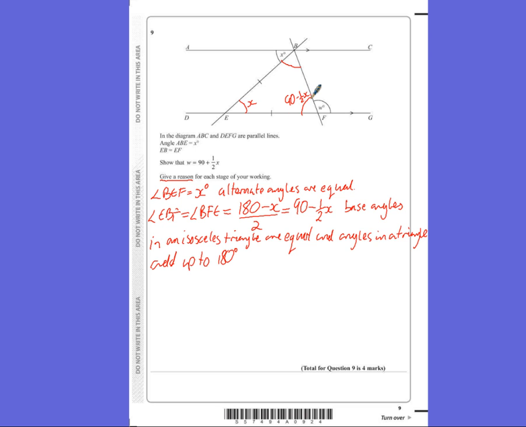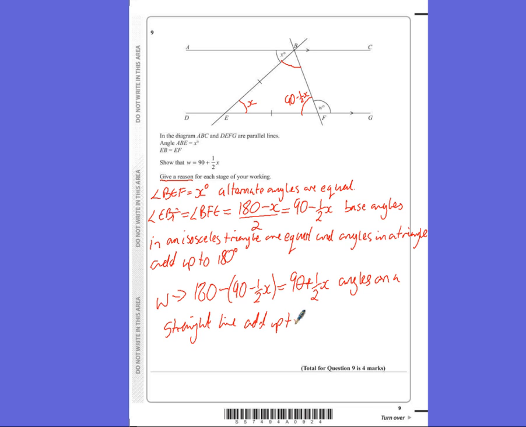Now we also know that angles on a straight line add up to 180. So to work out W, we're going to do 180 minus (90 minus a half X). Now 180 minus 90 is 90, and subtracting the negative is like adding, so it'd be like adding a half X. So we're 90 plus a half X. So that's exactly what we worked out, like it said, but we need to write down the reason for that, and that's because angles on a straight line add up to 180.